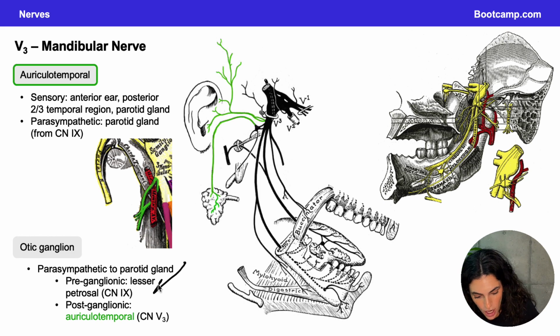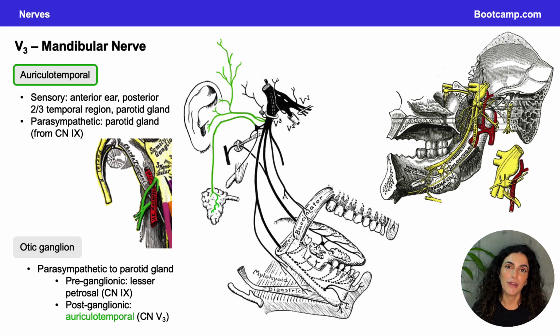Now, the preganglionic parasympathetic fibers will be coming from the lesser petrosal nerve, which is a branch off of our cranial nerve 9, also known as our glossopharyngeal. So those preganglionic parasympathetic fibers will synapse in the otic ganglion, which you will be able to see within the IT fossa. So once those fibers synapse, then those postganglionic fibers can then travel with that auriculotemporal nerve to the parotid gland.